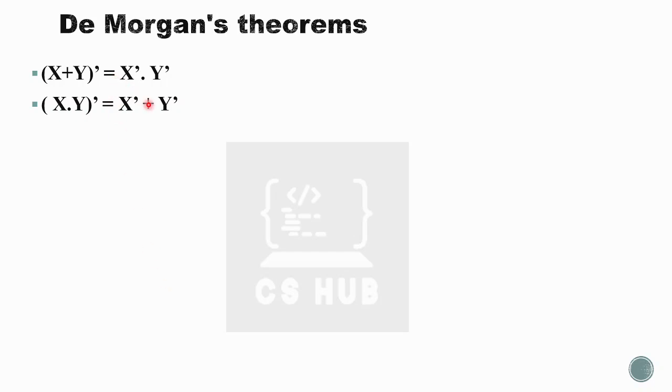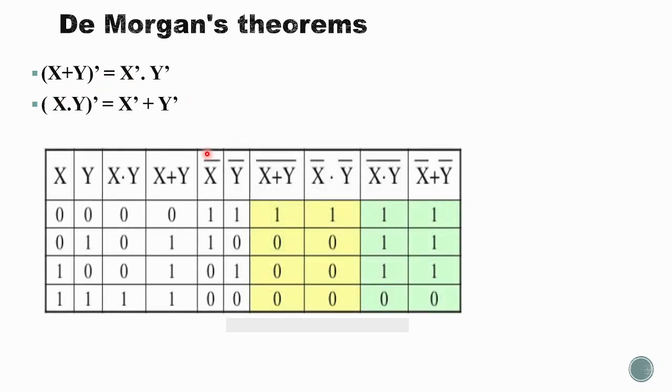Now let's prove De Morgan's theorem. (x plus y) all bar is equal to x bar dot y bar. (x dot y) all bar is equal to x bar plus y bar. This is a truth table. We have two inputs, X and Y, and all four combinations are written here. Then we have to find all these values: first x dot y, then x plus y, then x bar, then y bar, then (x plus y) whole bar, then x bar dot y bar, then (xy) all bar, and x bar plus y bar.